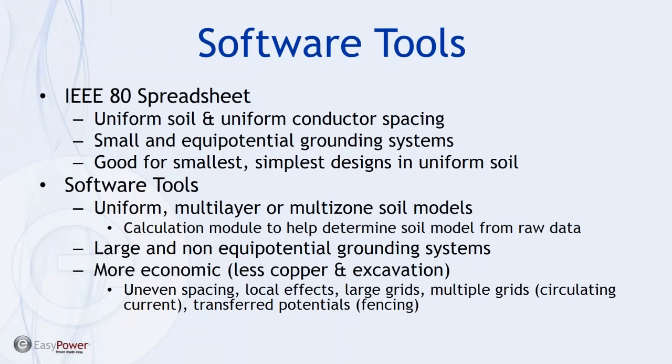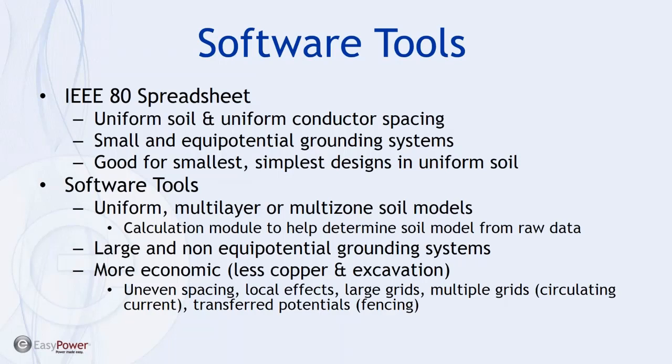On the other hand, there are software tools available that can handle not only uniform soil, but also multi-layer or multi-zone soil models. Most of them come with a calculation module to help determine soil model from raw resistivity data with minimal error, which is helpful when you're doing multi-layer soil models. In addition to that, these software tools can model large and non-equipotential grounding systems. So for larger ground systems or conductor materials that aren't copper, you have to start worrying about the resistance of the grid, and these can incorporate that into their calculations.